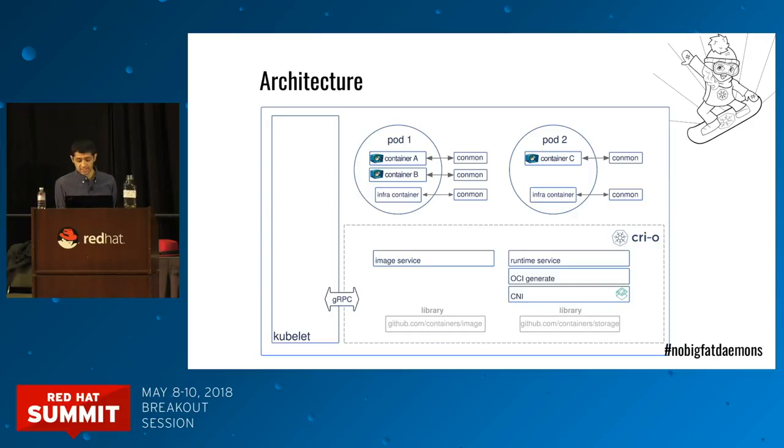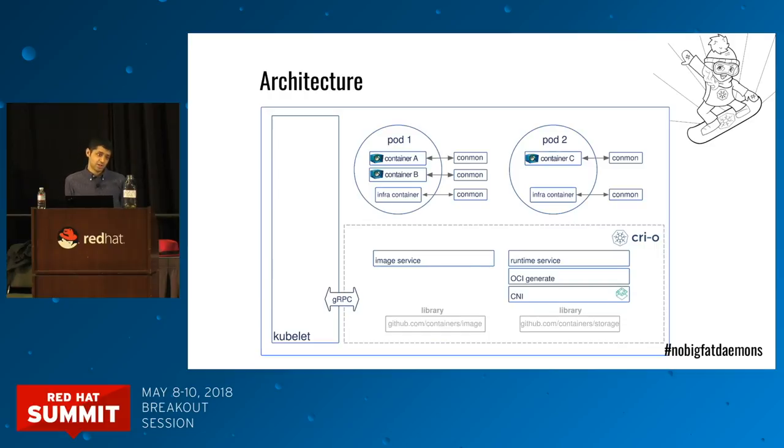And the other part is a runtime service, and there we use the generate library, CNI for networking, and the storage library for creating the root file system. So we support overlay, device mapper, and a bunch of other backends. And finally, of course, we use RunC, Kata, or any other new runtime.